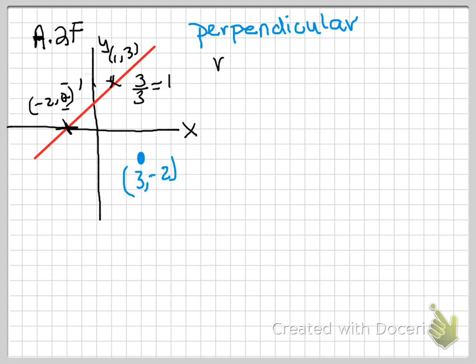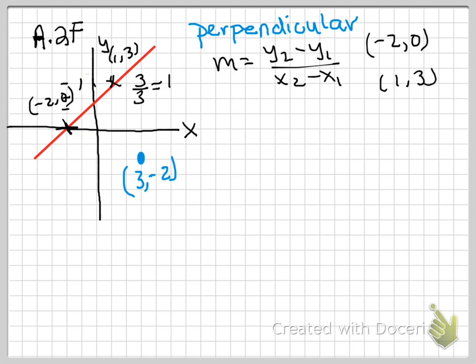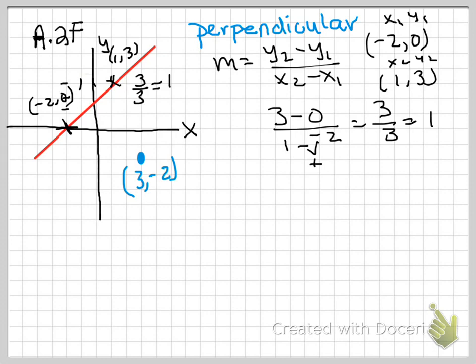Now let's use the points. We're going to say y2 minus y1 over x2 minus x1. Here are my 2 points: negative 2, 0 and 1, 3. This will be my x1, y1, x2, y2. So I'm going to say 3 minus 0 over 1 minus negative 2. Don't forget 2 negatives make a positive, so it'll be 3 over 3, which is 1. So my slope is 1 here.